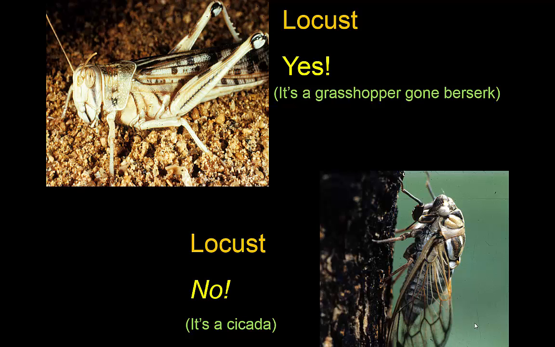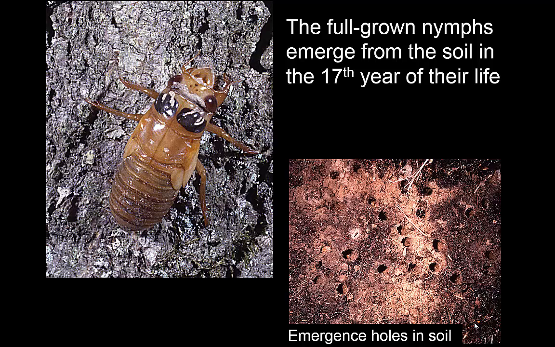Anyway, a few more pictures on this 17-year cicada. Were you to see an event, the nymphs emerge from the soil, coming out through these holes that they dig in the soil after feeding on the roots of the trees or shrubs on which they've been developing for the previous 16 years.